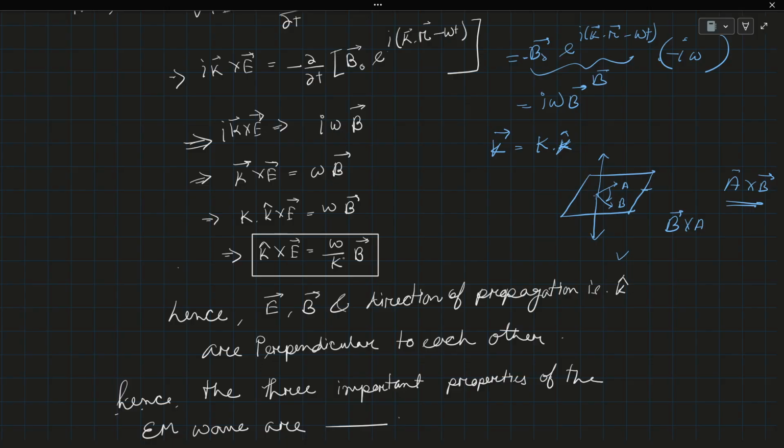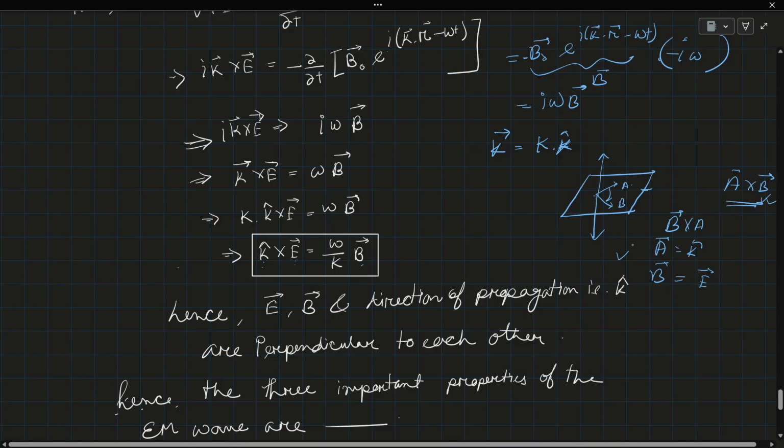So if k and e, here k cross e equals b. Okay, so if k and e are in this plane, let's say a equals k cap, and b equals e cap. Okay, this b is this vector, not the magnetic field.